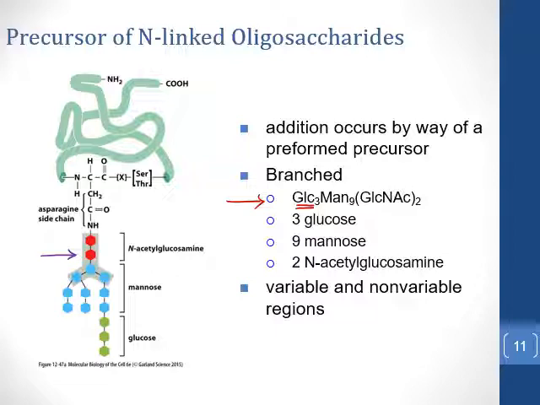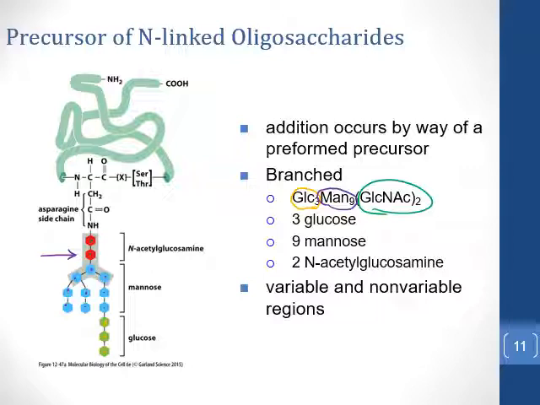So let's actually do this a little bit differently. We've got 3. Let's start over here. No, okay, I'm sorry. We've got 3 glucoses. There are glucoses. Okay. We've got 9 mannoses. There they are. 1, 2, 3, 4, 5, 6, 7, 8, 9 mannoses. And we have 2 of these N-acetylglucosamines right here and right here.